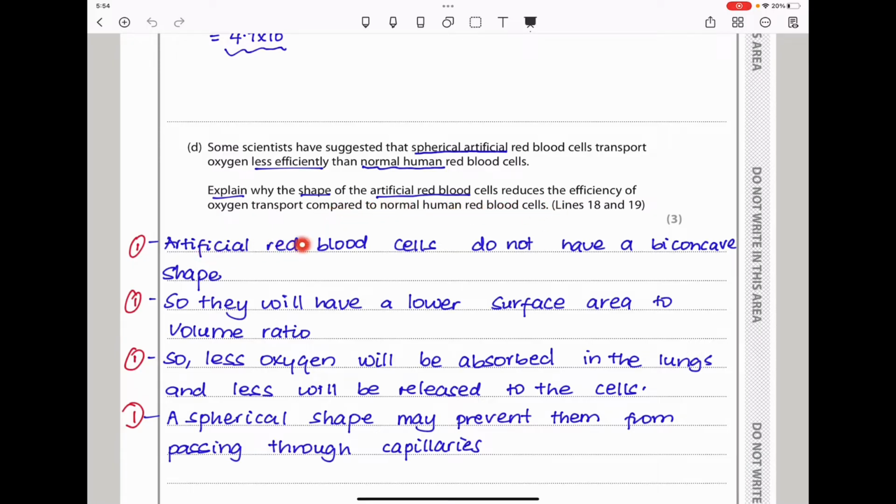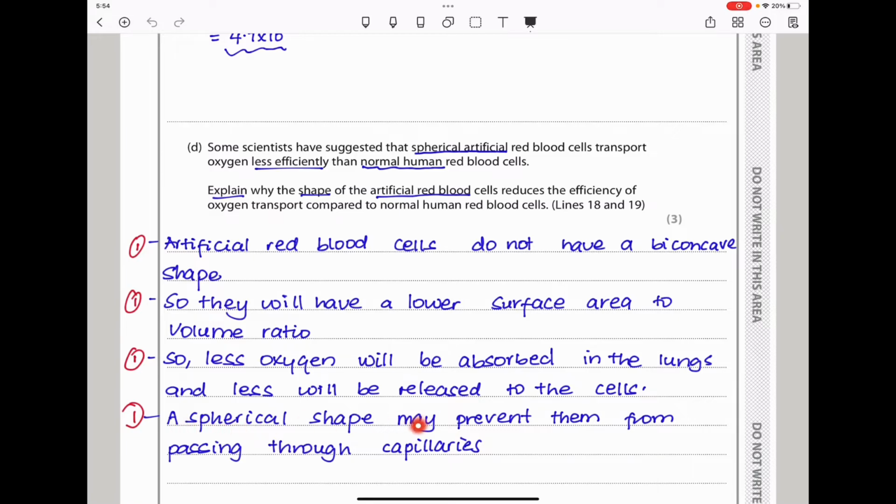So I said artificial red blood cells do not have a biconcave shape. Of course, it's going to be hard for the scientists to make this biconcave shape. And as you know, the biconcave shape is very important in increasing the surface area for oxygen absorption, or for gaseous exchange, basically. So here I say they will have a lower surface area to volume ratio. So less oxygen will come in or will be able to leave out. So less oxygen will be absorbed into the lungs and less will be released into the cells.